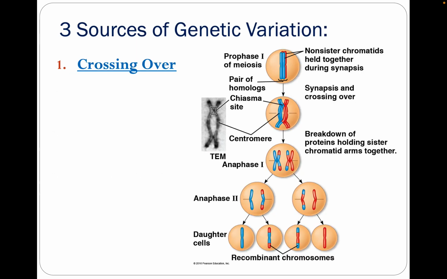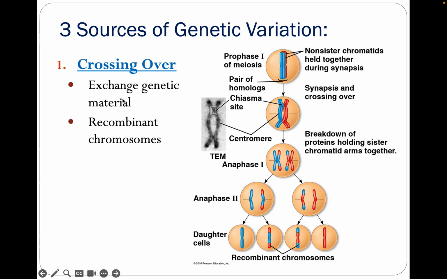All right, so the 3 sources of genetic variation, and you should know these for the exam. Crossing over is the exchange of genetic material. We call those chromosomes that are mixed, red and blue, recombinant chromosomes. They've been recombined to create new chromosomes.